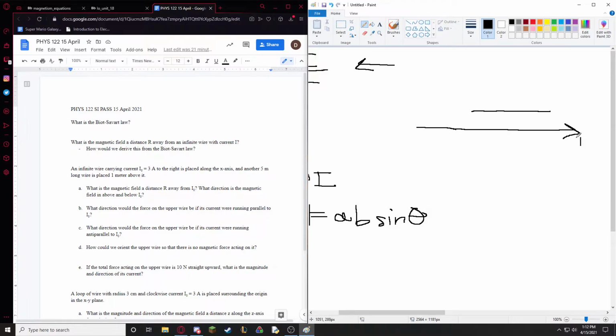So we have I0, and then we have another wire sitting above it. What's going to be the magnetic field a distance r away from I0? And then what direction is the magnetic field going to be in above and below I0? Let's go ahead and just take 2 minutes, and then we'll talk about it. So what's the magnitude of the magnetic field, and what direction is it in, both above and below I0? Ignore this wire for now.